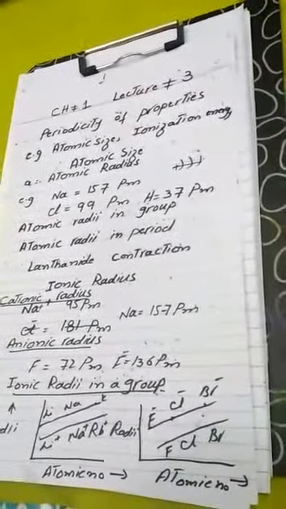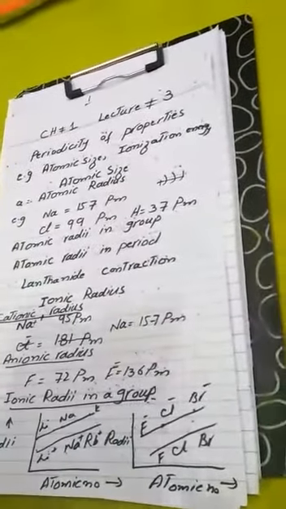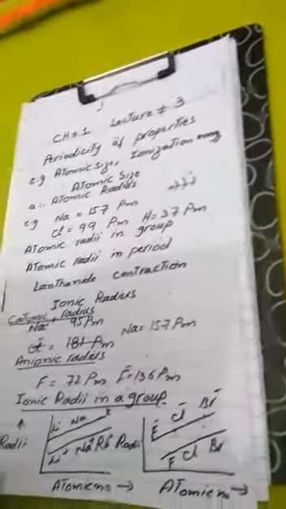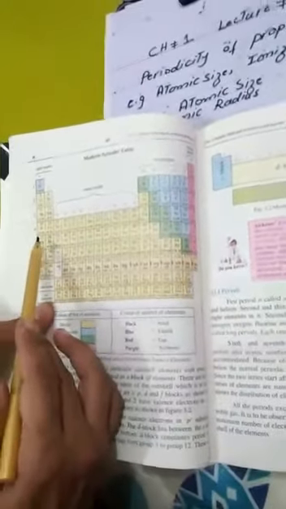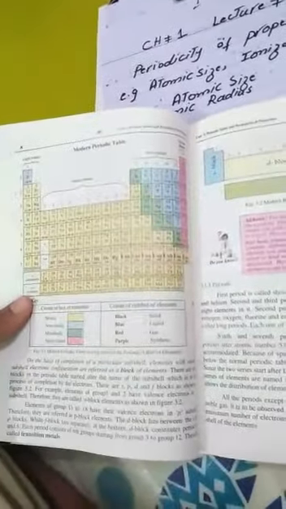Atomic radius in period. Atomic radius decreases from left to right in a period. The reason is that no extra shells are added, but positive charge in the nucleus increases, so the force of attraction increases. That's why atomic radius in a period decreases from left to right.